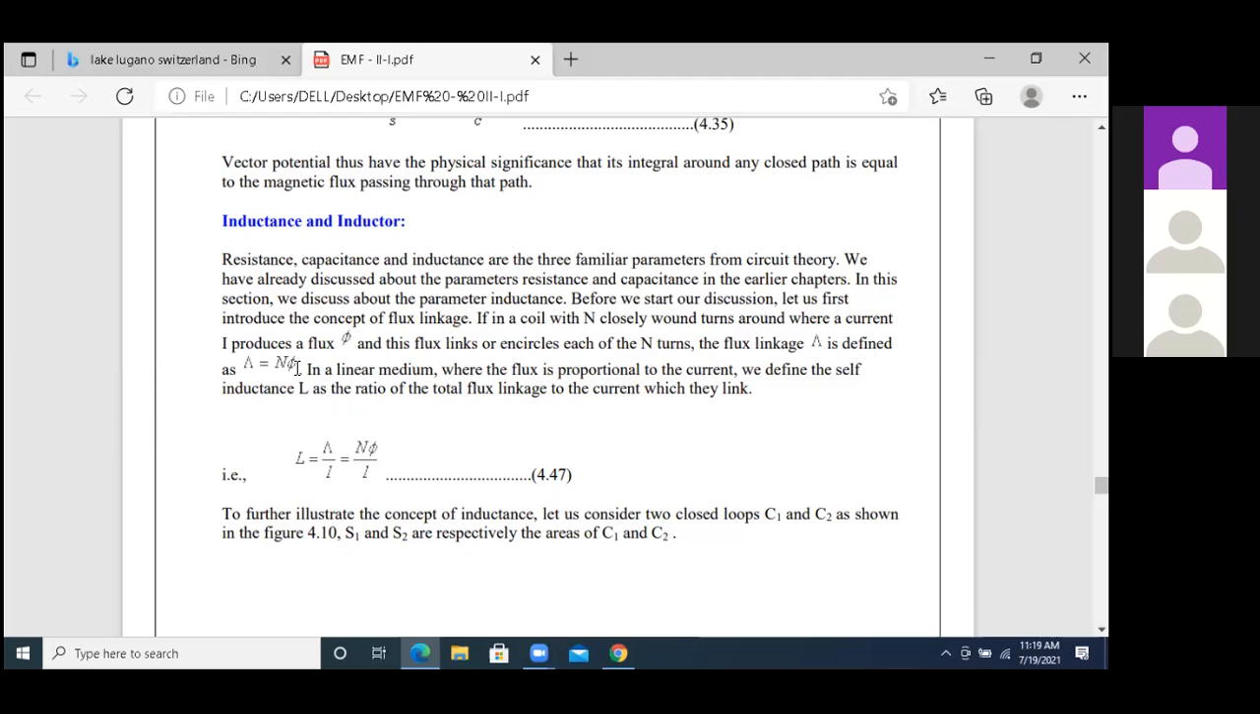In a linear medium, where flux is proportional to the current, we define the self-inductance L as the ratio of the total flux linkage to the current which they link. So L, self-inductance, equals flux linkage over I. But flux linkage equals N phi, so that's N phi over I.